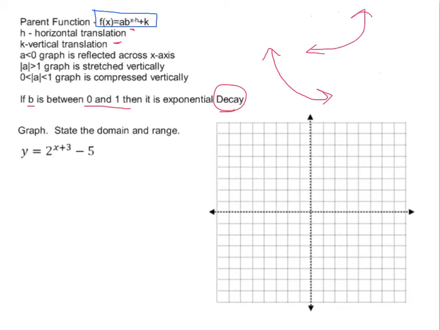Alright, so what we're going to do here is we're going to go ahead and graph this function. And we'll talk about the parent graph after we make the xy chart for it. And we're going to state the domain and range. So this function is going to be y equals 2 to the x plus 3 minus 5. I do want you to notice a couple things here. Our h is 3 and our k is minus 5. So that means that we are going to be starting 3 over and 5 down.